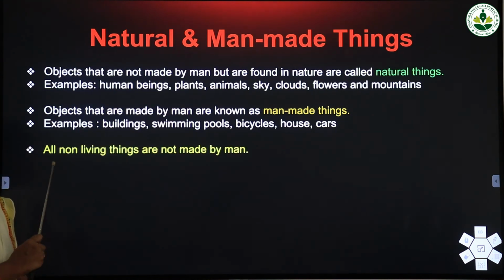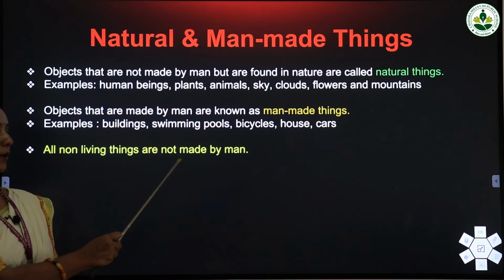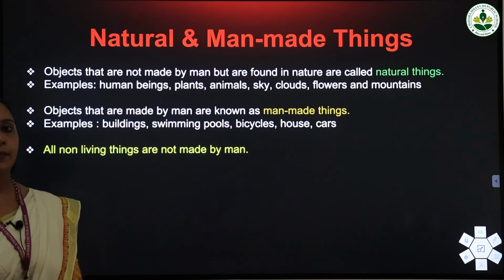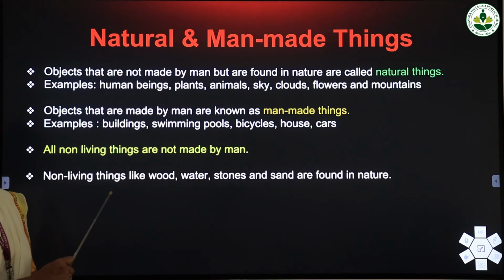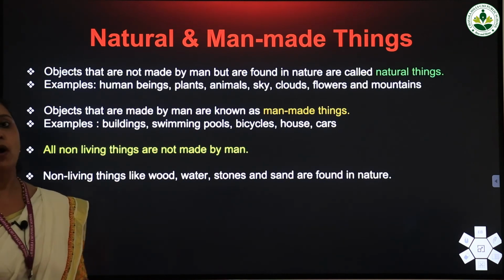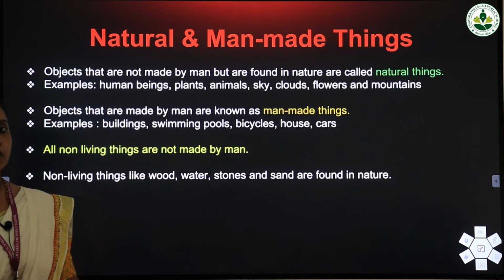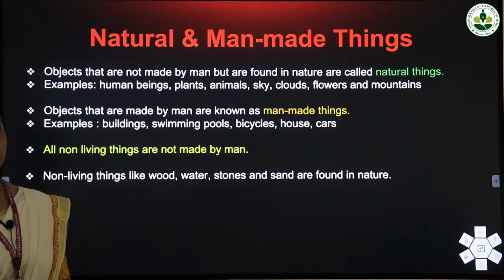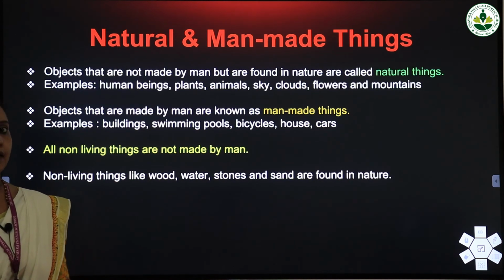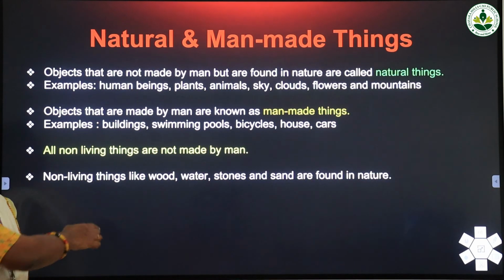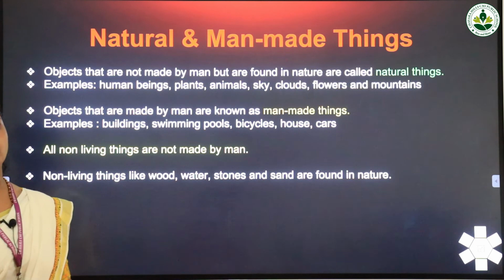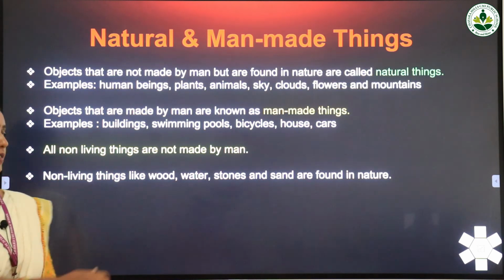Now see children, all non-living things are not made by man. I repeat, all the non-living things are not made by man. And non-living things like wood, water, stones and sand are found in nature. So we saw a number of examples for natural things. Those natural things were non-living things, but some of them were living things like tree, flower, etc. Now all the non-living things like wood, water, stones and sand are found in nature. These are also non-living things.